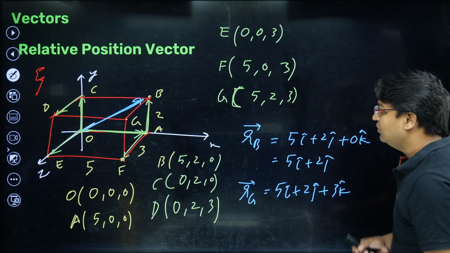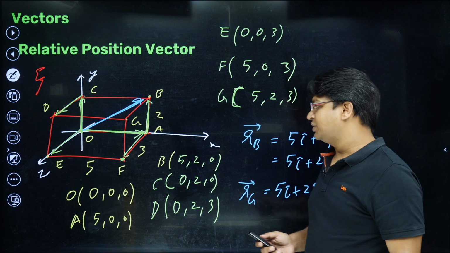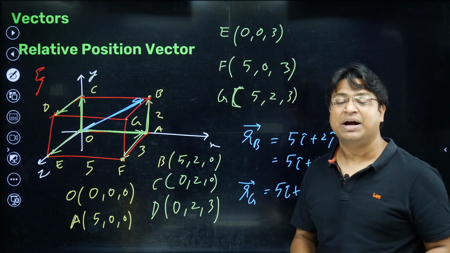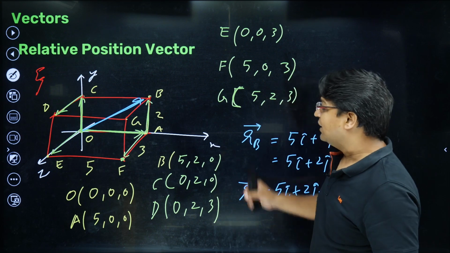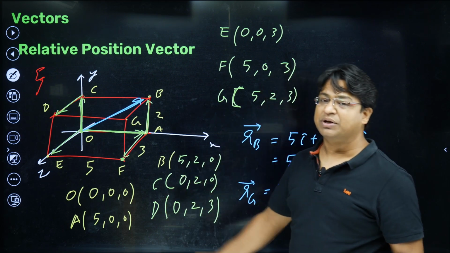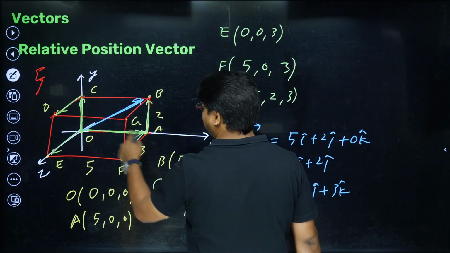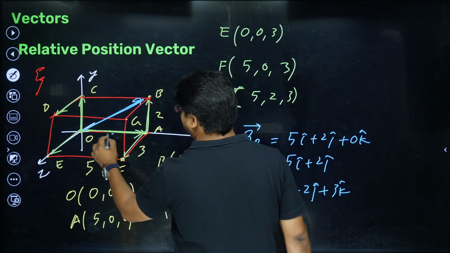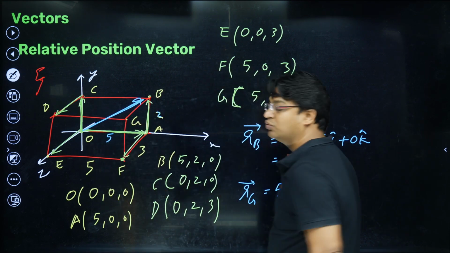Now there is another very important thing to notice here. Suppose I want you to calculate the length of this arrow, that is, the magnitude of the r_B vector. I think you can easily calculate it by using the Pythagoras theorem. You notice that these two lines make a right angle triangle and this is the hypotenuse. So it would become the square root of 5 square plus 2 square.